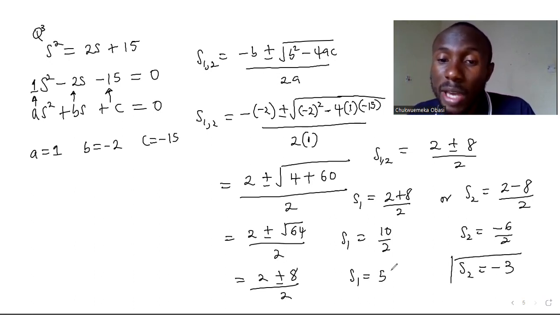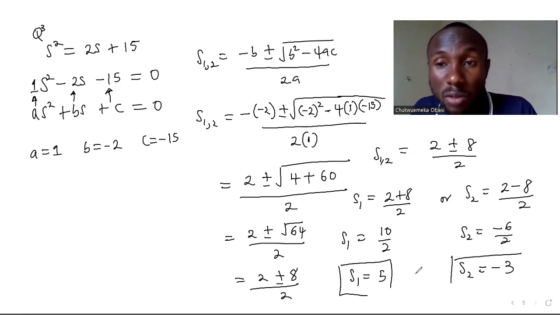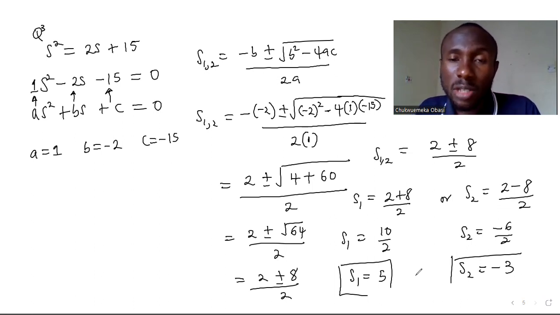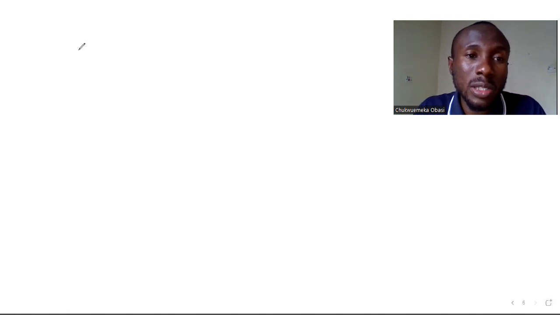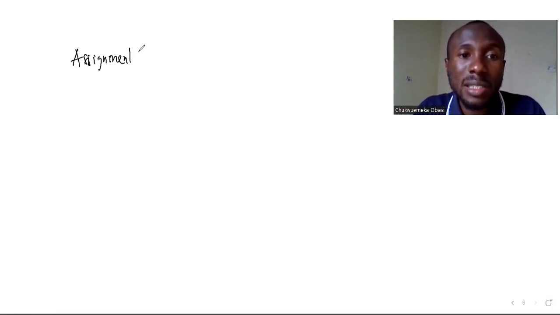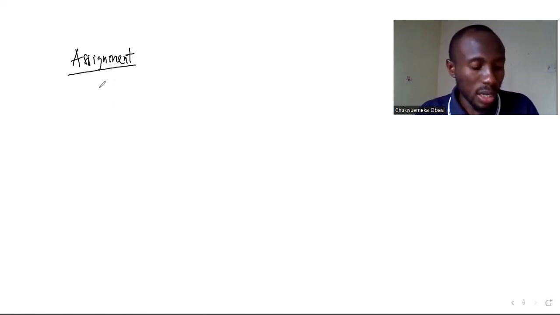So the values of x1 and x2 are 5 and minus 3 respectively, or minus 3 and 5 respectively. So this will come to the end of the class, and I'll leave you with just a few classwork. So I would like you to do this one. This is an assignment. You can drop the answers in the comment section here. I want you to solve this problem using the formula method.